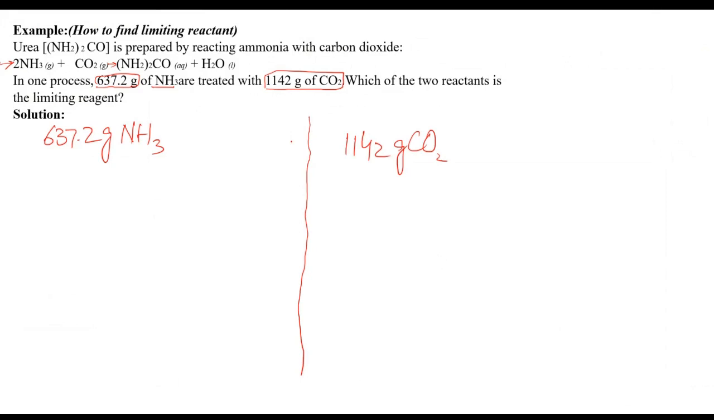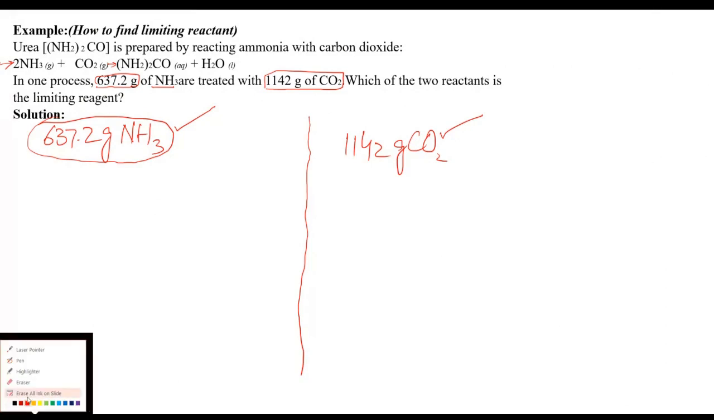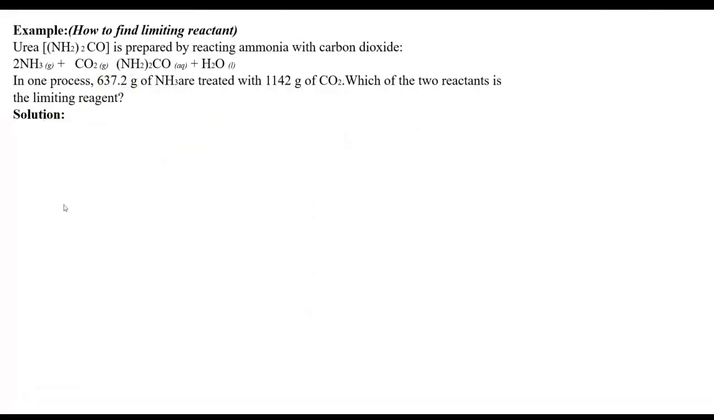Now we have two questions. We have to use step number 3, step number 4, step number 5 for this question. We have to use step number 3, step number 4, step number 5 with this question. Okay, how to use? Let's do it. We are given 637.2 gram of ammonia. Multiply. What will you write down? Step number 3.